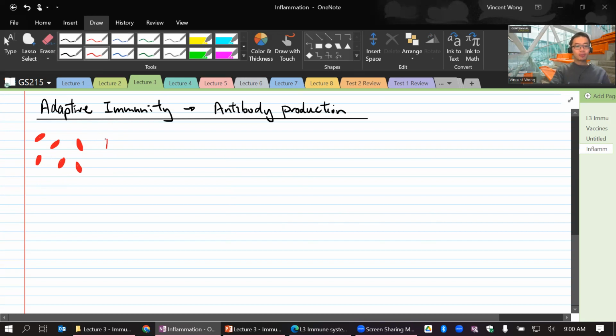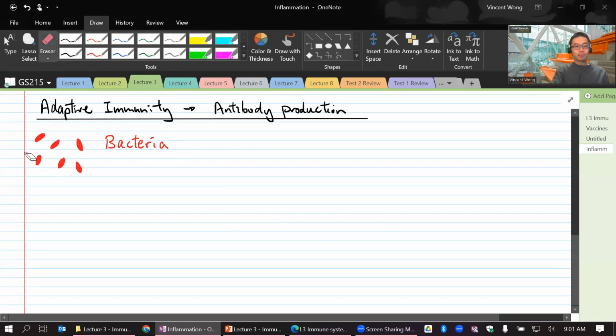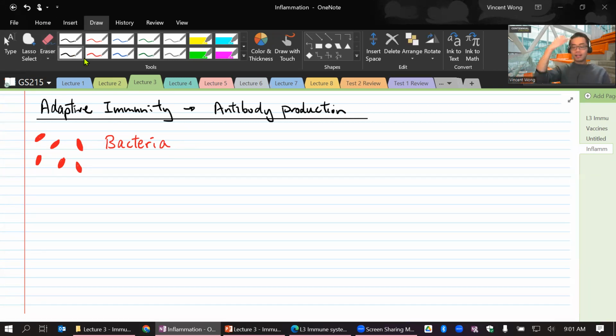So these are bacteria. For those of you who, like me, English is not the first language, bacteria is plural, and bacterium, I-U-M, is singular. I didn't know that before, in case you're wondering the same thing. So these are bacteria, and you get infected by it, right? So let's walk through this process.